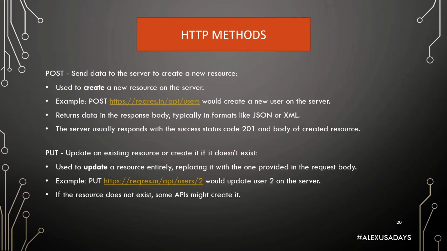The next one is PUT. PUT will update an existing resource or create it if it doesn't exist. It's used to update a resource entirely, replacing it with the new one provided in the request body. An example of PUT would be sending a PUT to the same endpoint, users/2, and it would update user 2 on the server. If the resource does not exist, some APIs might create it with the PUT method.